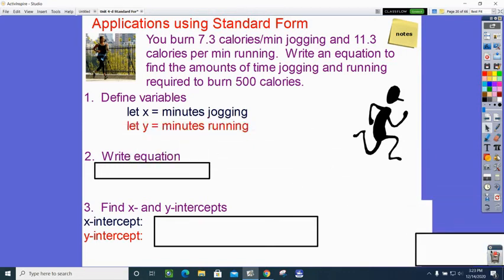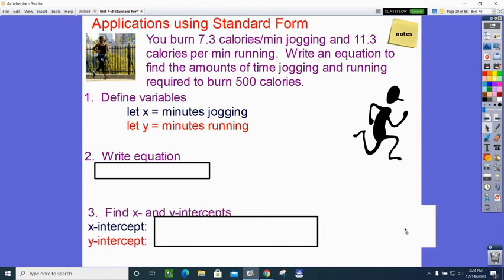And by the way, if you switch those and put y as the minutes jogging and x as the minutes running, there's really not a dependency here, so you would be equally as right. Now we're going to write an equation. So what goes with the jogging, what goes with the running, and what's your total? See if you can write that equation yourself. If not, come back, we'll do it together.